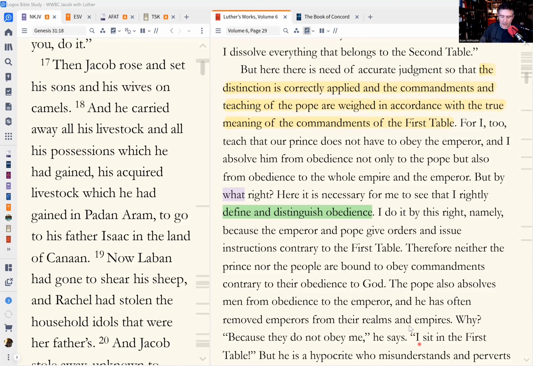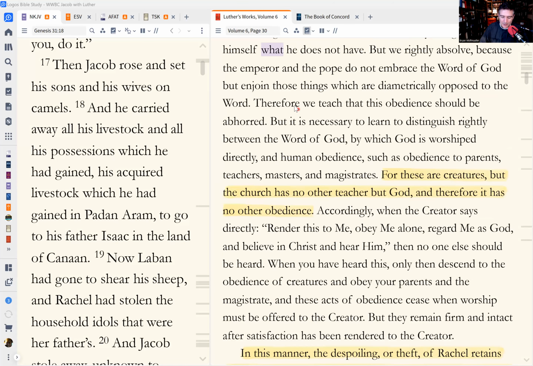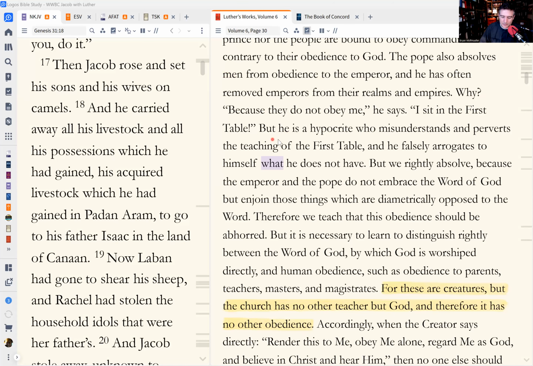I sit in the first table. This is the Pope. Oh, boy, Pope. But he's a hypocrite who misunderstands and perverts the teaching of the first table, and he falsely arrogates to himself what he does not have. But we rightly absolve, because the emperor and the Pope do not embrace the word of God, but enjoin those things which are diametrically opposed to the word. Therefore, we teach that this obedience should be abhorred.